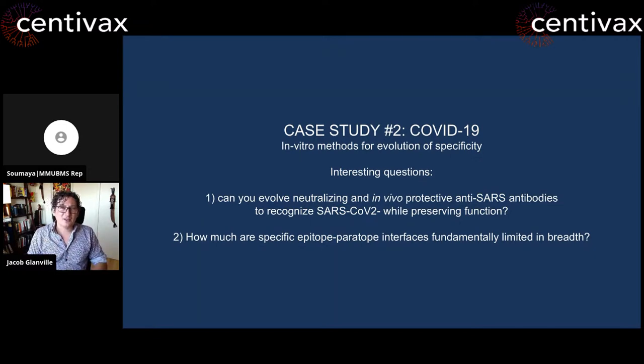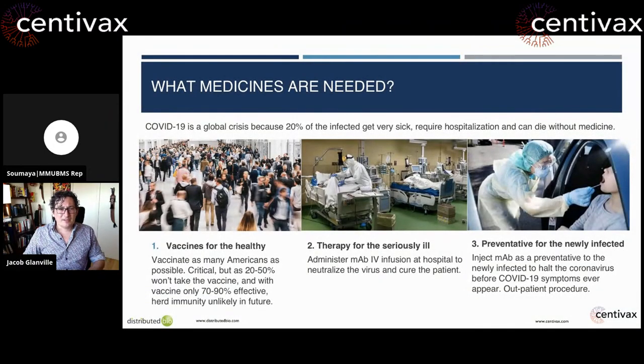And along the way, it addresses a fundamental theoretical question, which is to what extent are arbitrary epitopes capable of undergoing adaptation? How much does a certain site that an antibody binds to fundamentally limit its destiny and the ability to adapt? And that's the story I'm going to tell you now. So I want to start by asking, what sort of medicines do we think are needed?